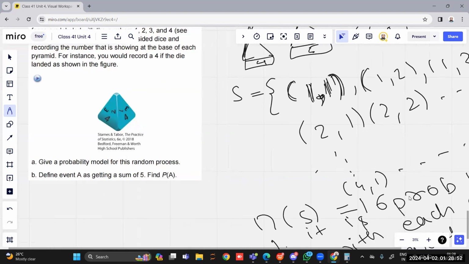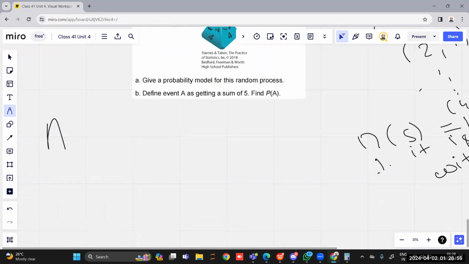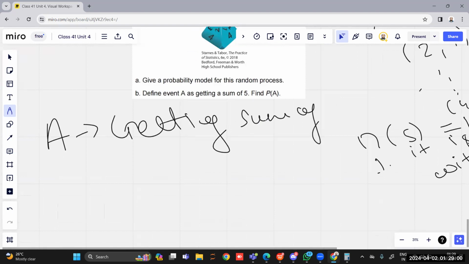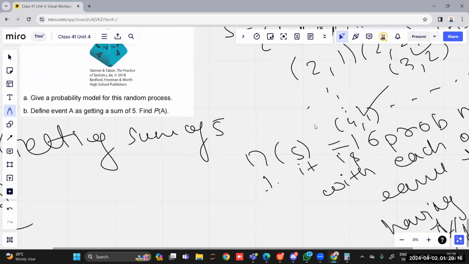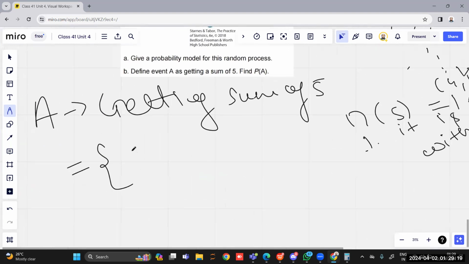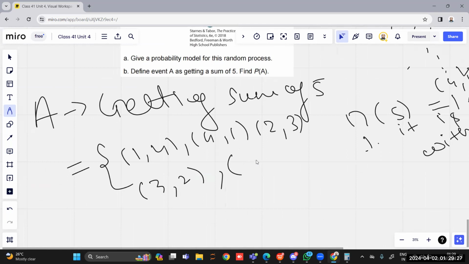So define event A: getting a sum of 5. So A is the event getting a sum of 5 on the downward face. So what will be the outcomes? See this here. It will be 1 4, 4 1, 2 3, 3 2. Any more? No. So we'll write down first 1 4, 4 1, 2 3, 3 2. That's it.